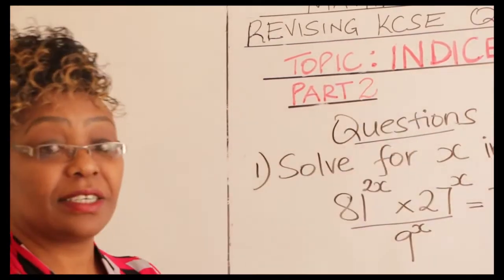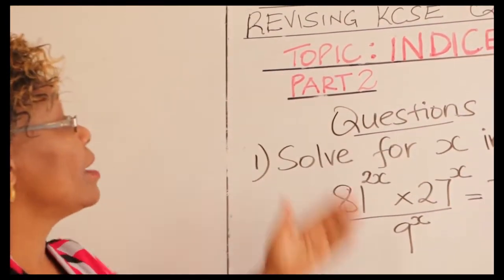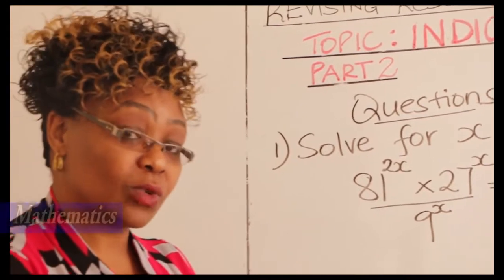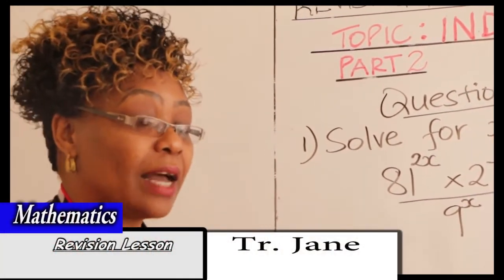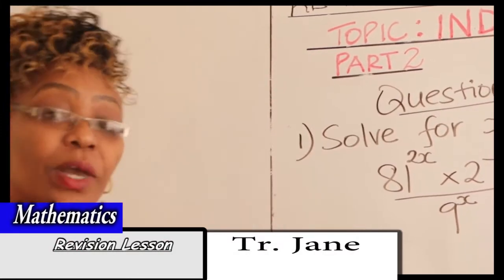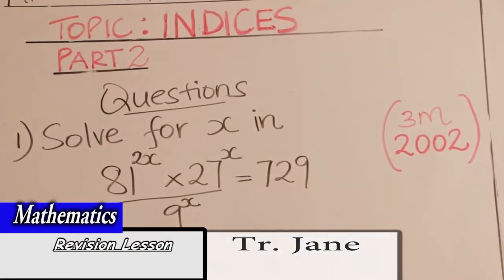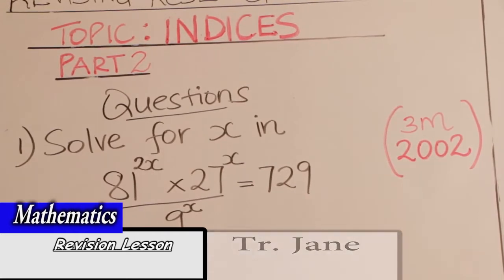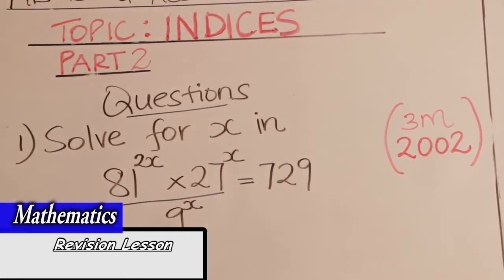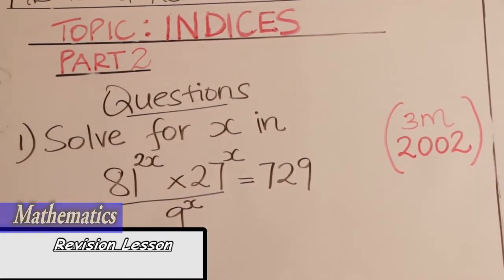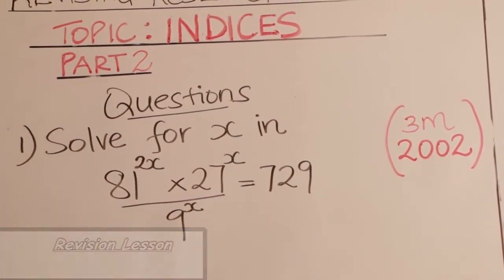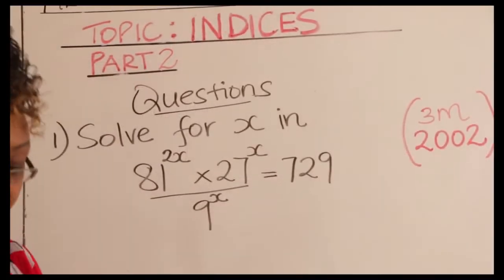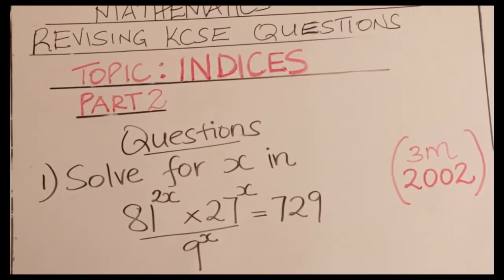Of indices. Remember, we are revising KCSE mathematics questions that have come in the past. So welcome to part two of indices. We go straight away to the first question. So for x in this equation here, it was carrying 3 marks in year 2002.